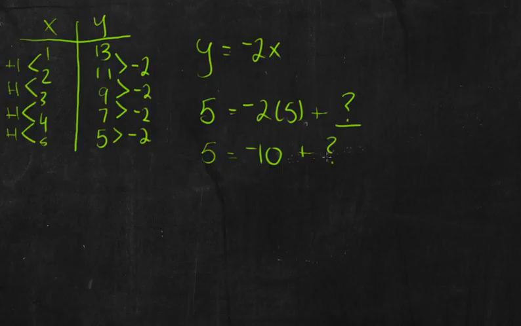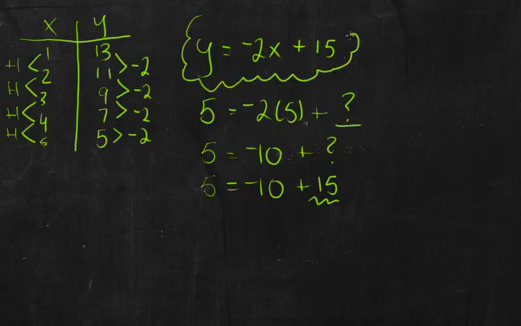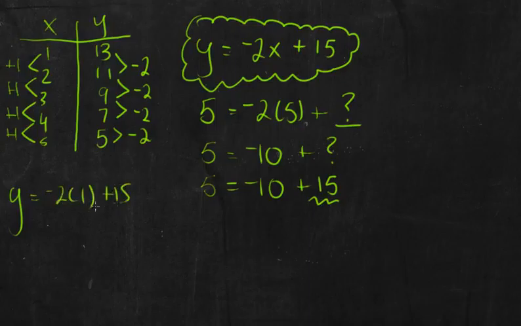So I need negative 10 plus what gives me 5. So negative 10 plus 15 gives me 5. So that question mark is 15 right there. So that's what I'll have to add onto this guy. So there's my relation. So now you can check that to make sure you did that correct by picking another point. So I'll choose 1 and 13 this time. So if I choose y is equal to negative 2 times 1 plus 15, so that's negative 2 plus 15, and that guy gives me 13. So we're good. That works out.